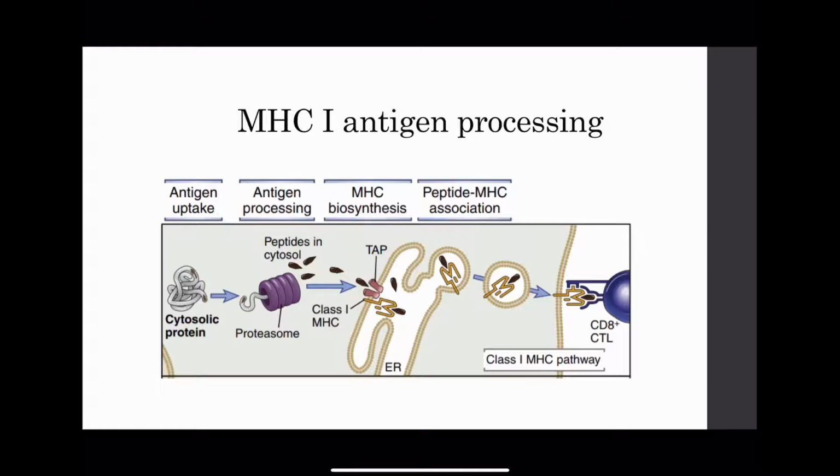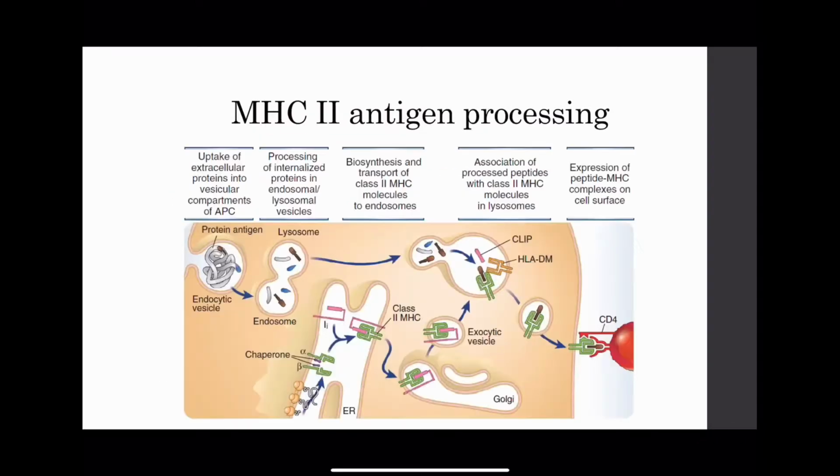In class 1, the antigen will be already intracellular. It will be a cytosolic peptide, and it will be degraded by the proteasome. After that, it will be transported to the luminal side of the ER by a special transporter called the TAP, or the transporter associated with antigen processing, which is an ATP-dependent transporter. Inside the ER, the newly synthesized MHC1 molecule will bind with the antigen, and the antigen MHC complex, as you can see here, will be transported to be expressed on the surface of the cell, and this is it.